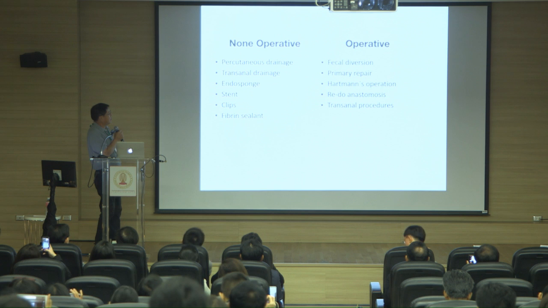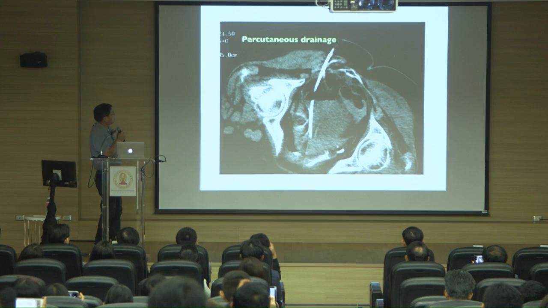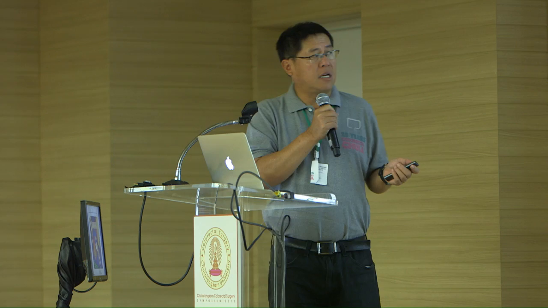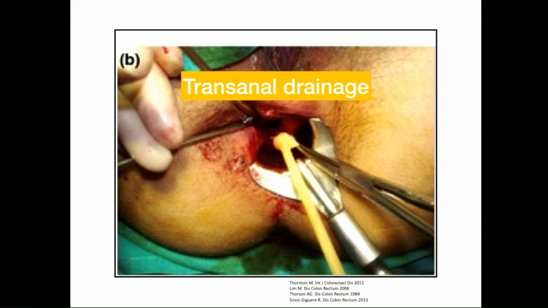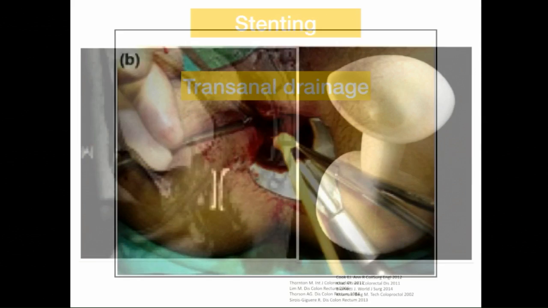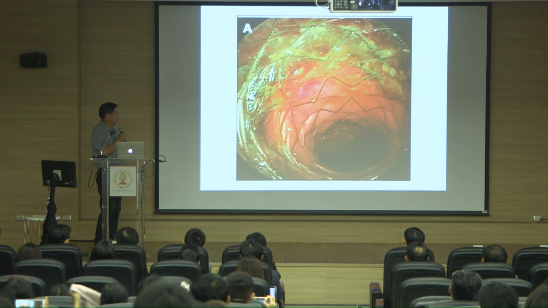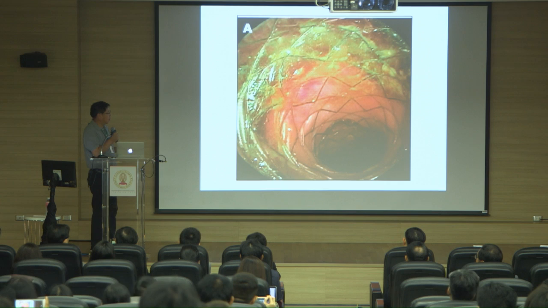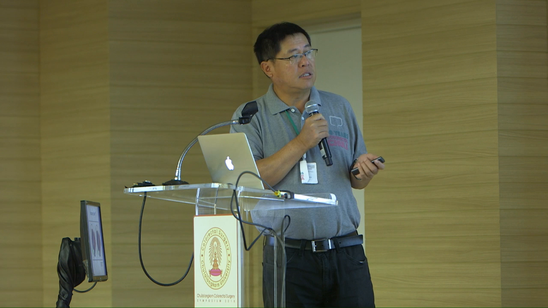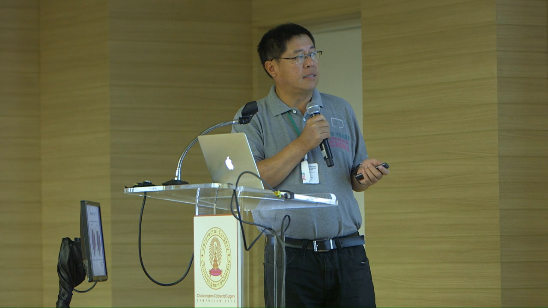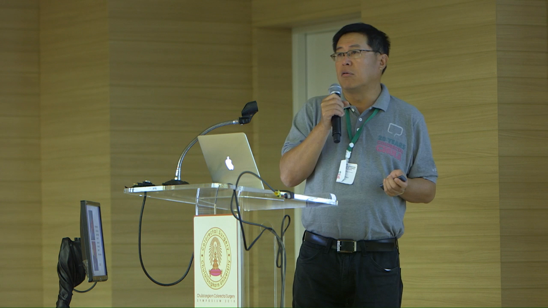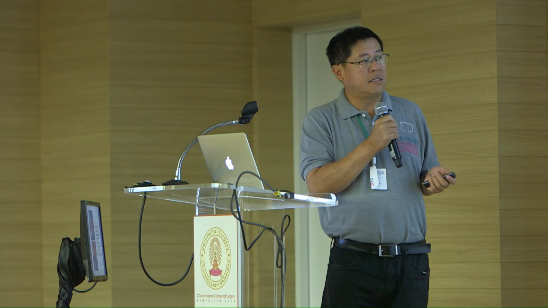For non-operative, percutaneous drainage is only for stable patients. Transanal drainage I don't usually do, but you can do it, though I think it's not useful. For stenting, I don't recommend any stenting for a leak in the low anterior resection. I think it's a pain in the ass. If you do have a stent in, the patient will complain of severe anal pain, and I don't think it works better. How about endosponge? You can do it, but you have to go repeatedly, wash out, and it takes time. And glue, I don't recommend any glue if you detect a leak. It only costs money and it's not useful.